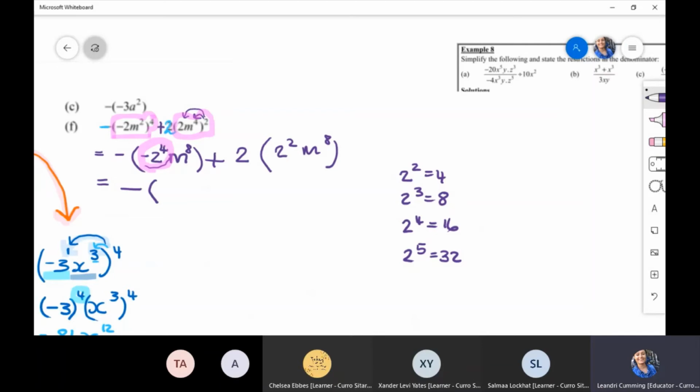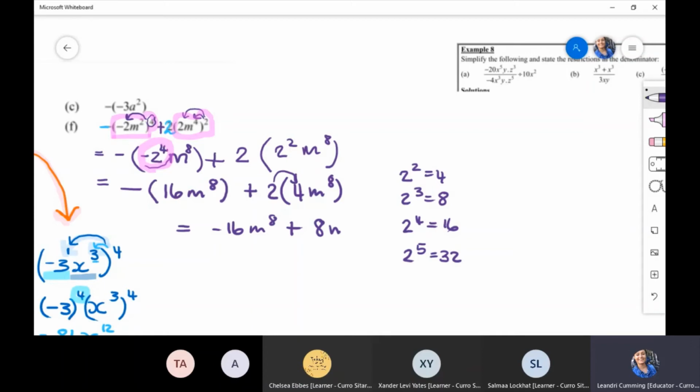Right, now what we have here is because it was originally outside of the bracket, that 4 will affect your negative, okay? So it's negative times the negative times the negative times the negative ultimately gives you a positive 16. M is to the power of 8 plus, let me first simplify what I have in my bracket. 2 to the power of 2 is 4, m to the power of 8. My final answer, minus 16 m to the power of 8 plus, now I may multiply the 2 with the 4, which is 8, m to the power of 8.